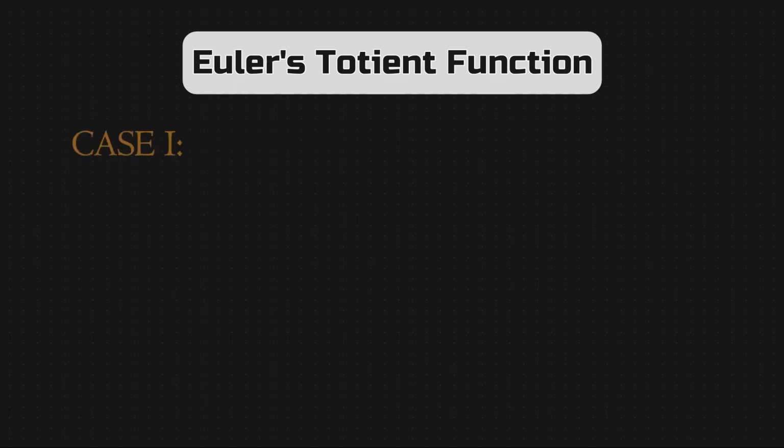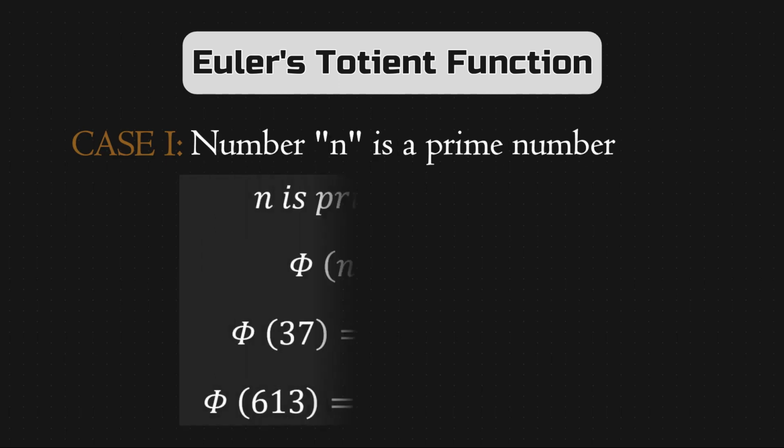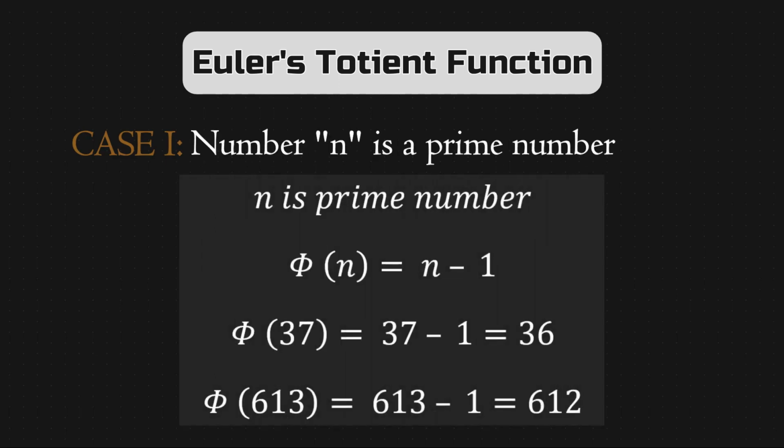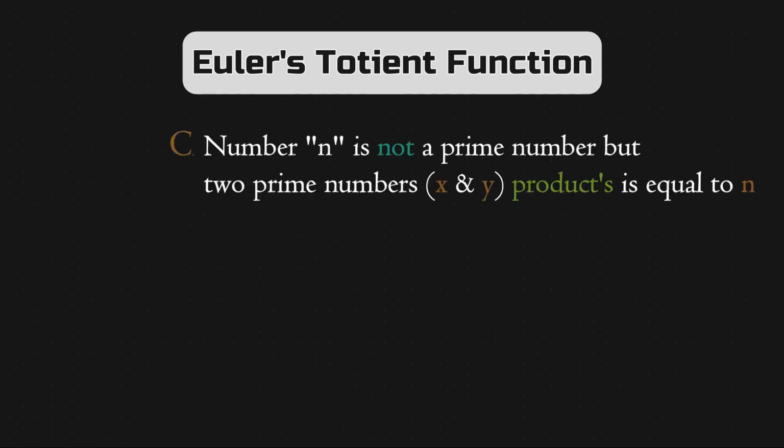So according to the same theorem, if a number n is a prime number, then in order to calculate its Euler's Totient function, all we need to do is subtract 1 from it. For 37, the Euler's Totient function is 36, as 37 is a prime number, and for 613 we have 612, as 613 is also a prime number. Now let's see case 2.